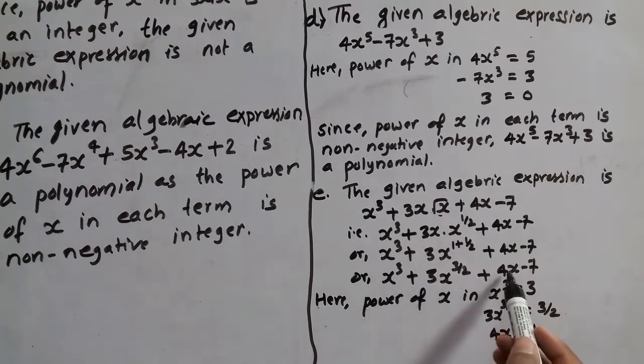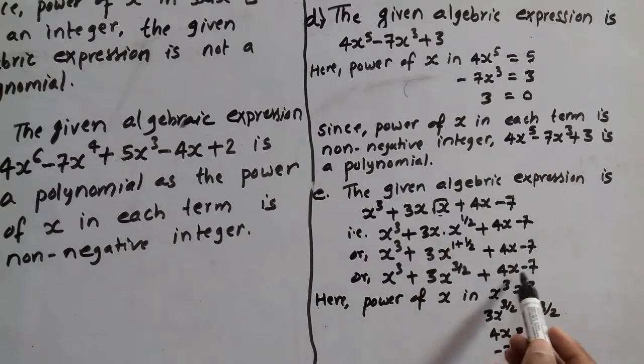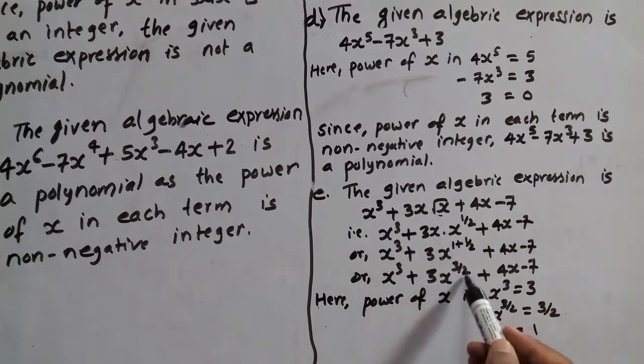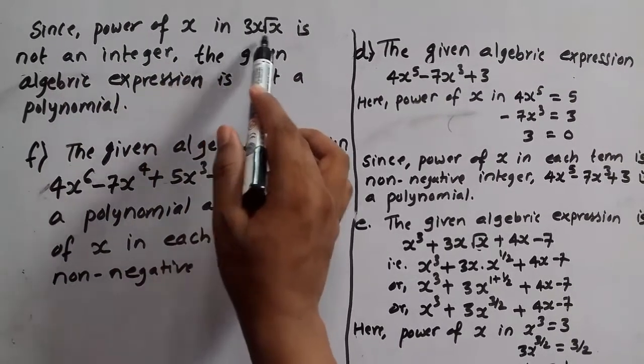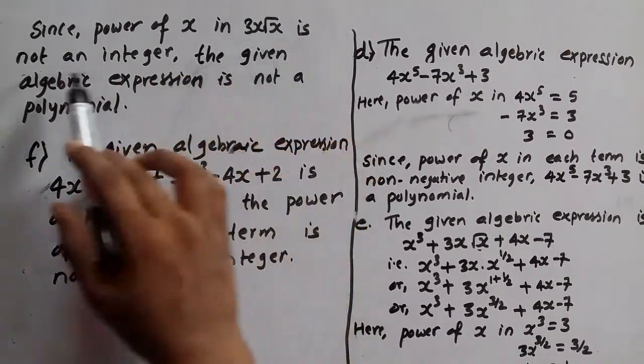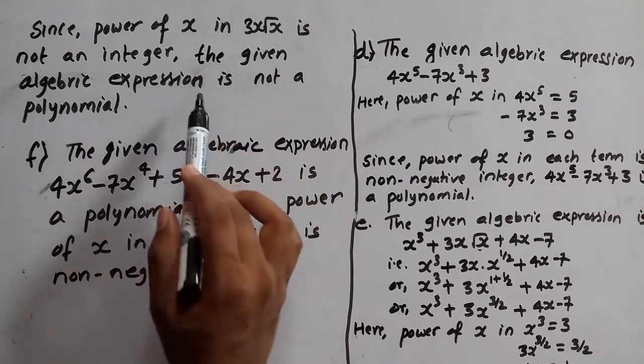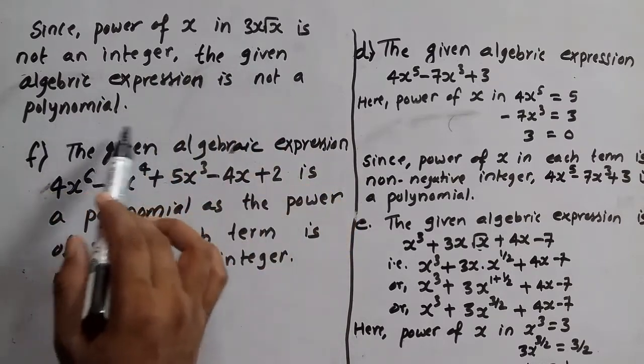and in every other term there is a non-negative integer, but here it is not an integer, since 3 by 2 is not an integer. Since the power of x in 3x root x is not an integer, the given algebraic expression is not a polynomial.